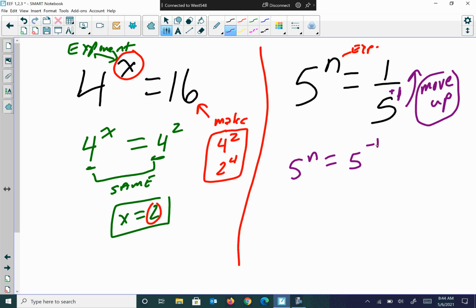Wait a minute. Where did the 1 go? Technically, it's down here, right? But any number over 1 is just itself, so I'm not going to worry about that. So what does n have to equal here? Done. That wasn't impossible, I don't think. I think the tougher problem is this one.